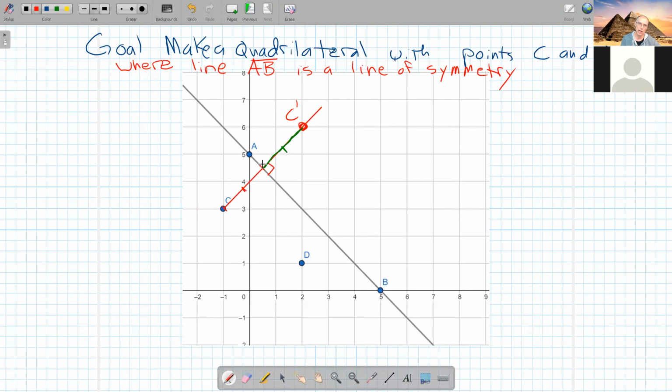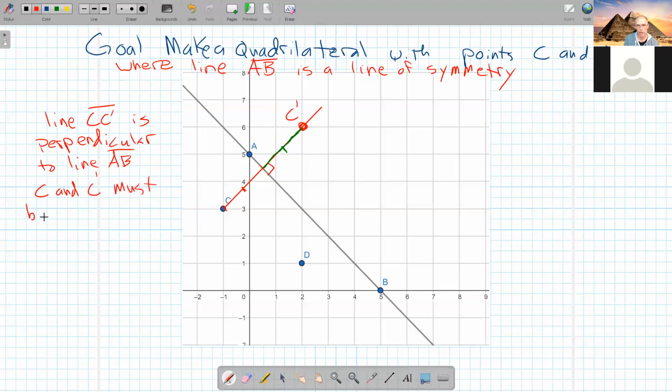So from C to the line is the same as C prime to the line, and the line connecting C and C prime are perpendicular. Okay, so line C C prime is perpendicular to line AB. And in geometry notation, it's redundant to say line if I put the bar over the letters, because that bar means line, so I didn't have to write that, but just kind of speaking what I'm saying. And then C and C prime must be equidistant from line AB. In order for AB to be a line of symmetry, these two things have to be true. Okay? And so that's where C prime comes from.